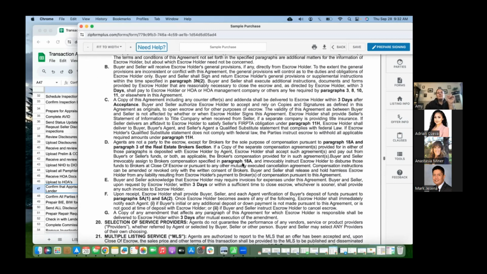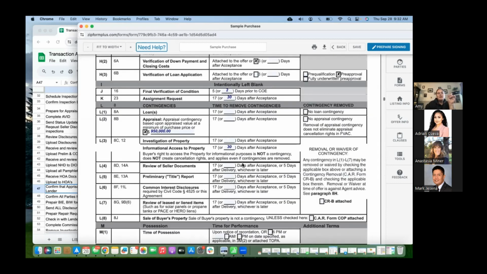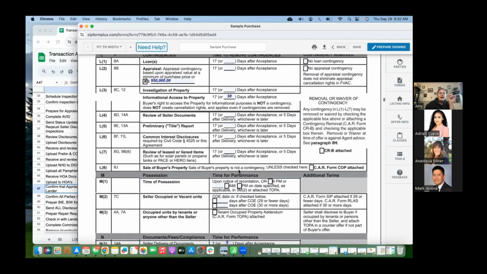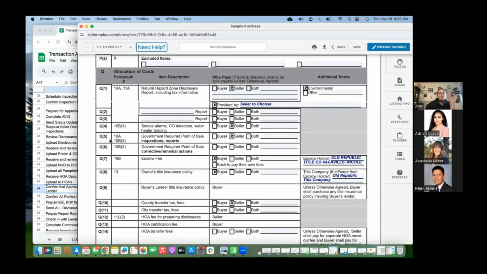because when we start looking at the grid on the residential purchase agreement, all those inspections fall into the allocation of cost section, where it talks about right here on Q5, government required point of sale inspections and reports. So I always default that the seller pays for those government required point of sale inspections and reports. Okay, you can change it, but just know it all falls underneath there. If the government is requiring it in order to transfer, whether it's city or federal government or county government, it falls under this section right here.